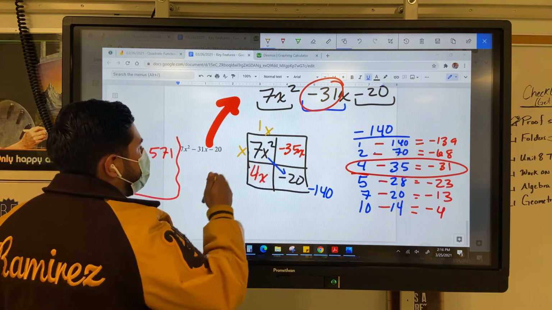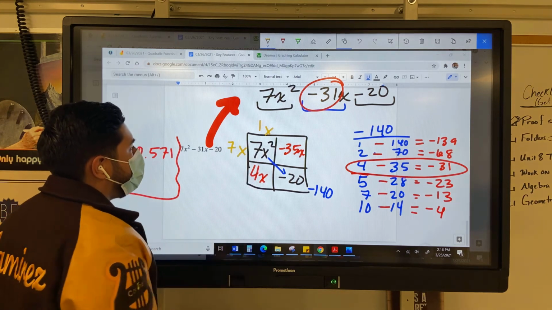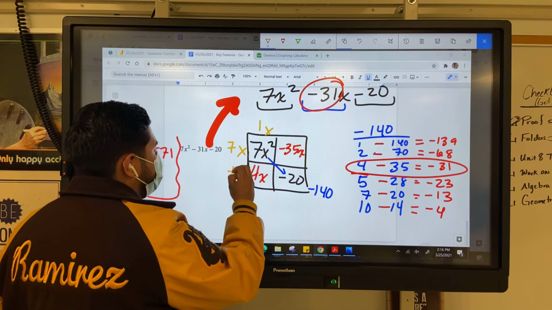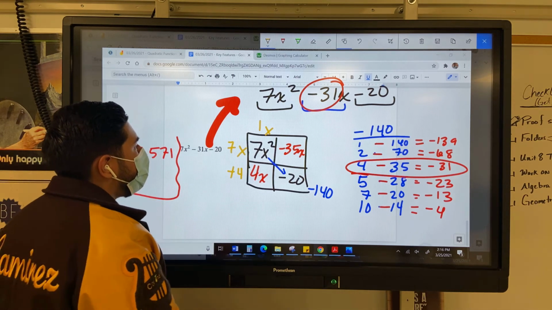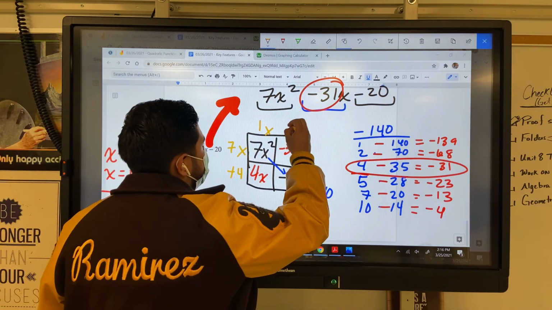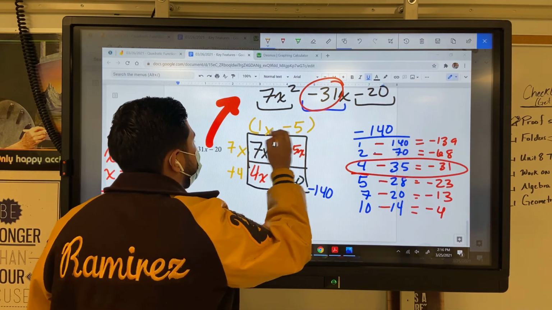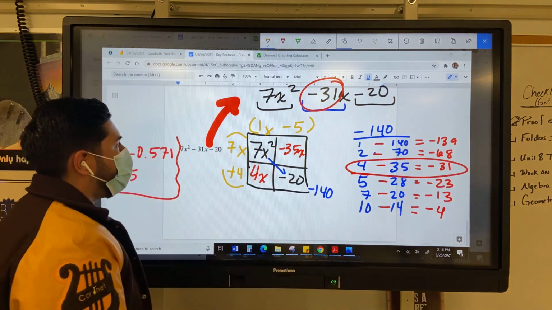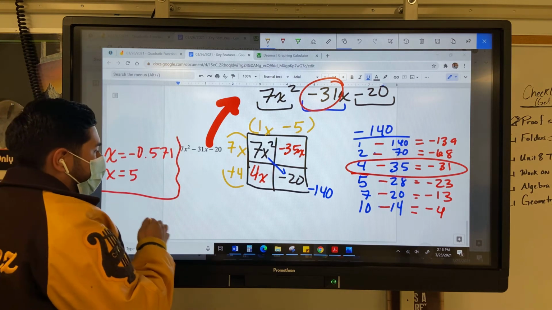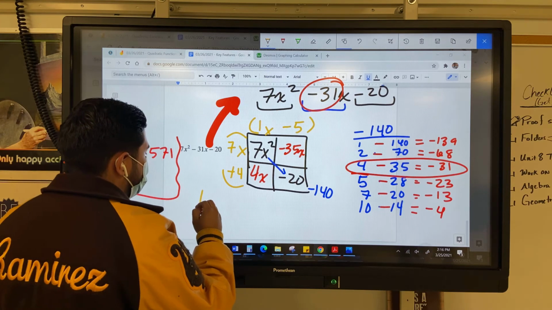1 times something gives me 7. 7. 1 times something gives me 4. Positive 4. 7 times something gives me 5. Negative 5. And there's my answer. How cool. We're almost there. We're almost there. So we got 1.